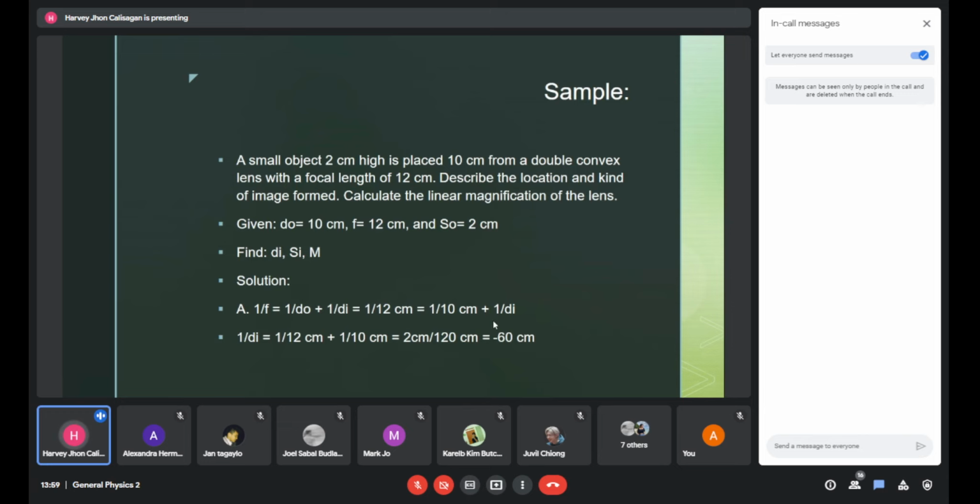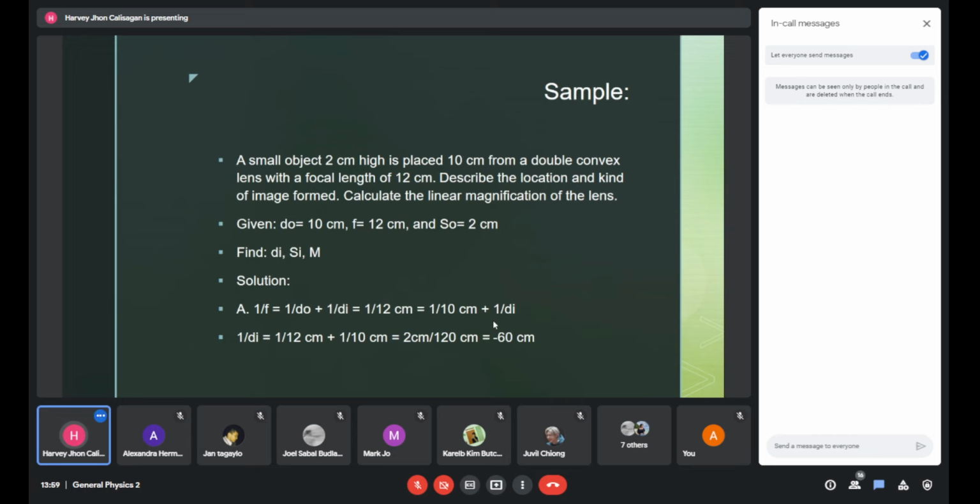Okay, we have a sample situation here on how we use the equation for the lenses. A small object that is 2 centimeter high is placed 10 centimeter from a double convex lens with a focal length of 12 centimeter. Describe the location and kind of image formed. Calculate the linear magnification of the lens.